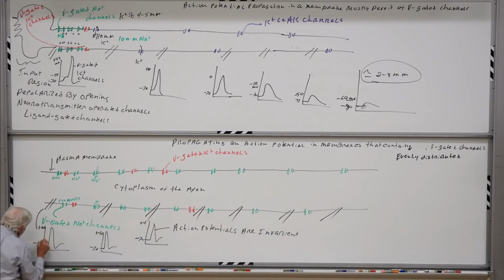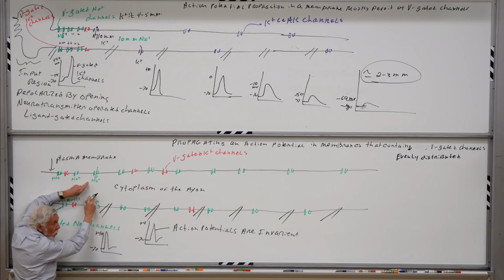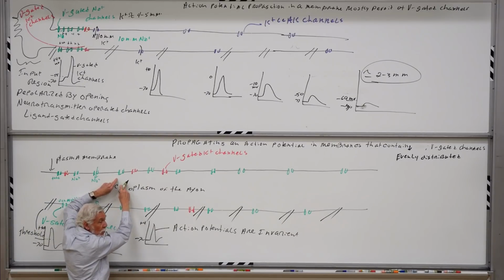Once we have opened a sufficient number of channels to reach threshold, and all of the neighboring sodium channels open, they always go to +40 millivolts, more or less the equilibrium potential of sodium. We open potassium channels and repolarize it. Now, we can propagate this potential along the membrane by using the sodium that comes in at one site to affect the neighboring sodium channel.